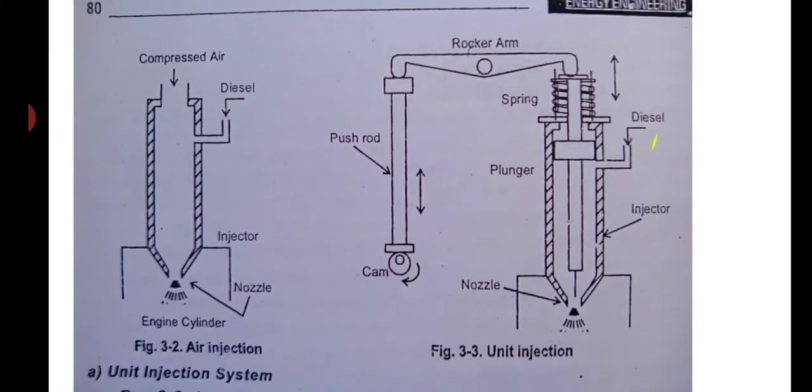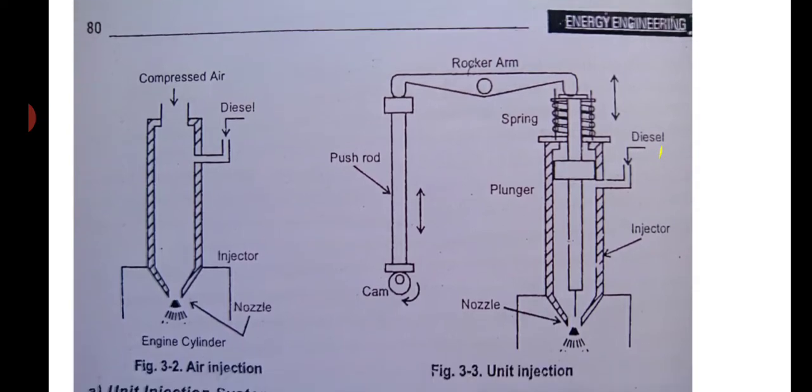As I was telling, diesel power plants are multi-cylinder, say around 12 cylinders, 16, 20 cylinders and all. So unit injection means that each cylinder has its own pump. Each cylinder has its own pump and is injecting the metered quantity of fuel into the cylinder. So this is known as unit injection.